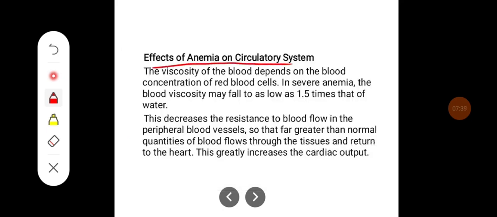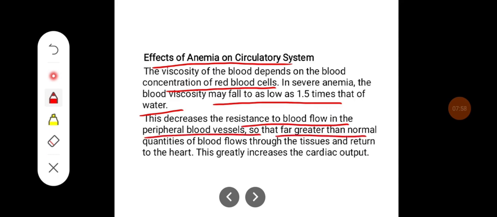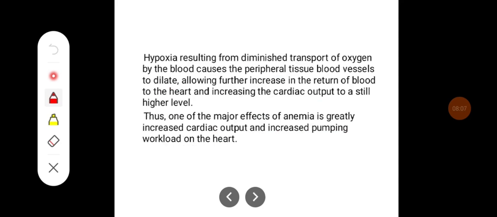Effects of anemia on the circulatory system. The viscosity of the blood depends on the blood concentration of the red blood cells. In severe anemia, the blood viscosity may fall as low as 1.5 times that of water. This decreases the resistance to blood flow in the peripheral blood vessels, so that far greater than normal quantities of blood flow through the tissues and return to the heart. This greatly increases the cardiac output. This is also called hyperdynamic circulation.